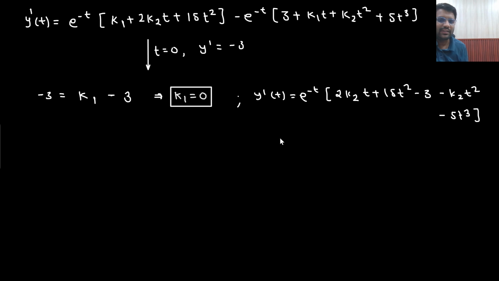Because again I need to differentiate this factor. So what I need to do now? I need to find out y double dash t. So what will be y double dash t? First one as it is, now differentiation of this. What will be the differentiation?